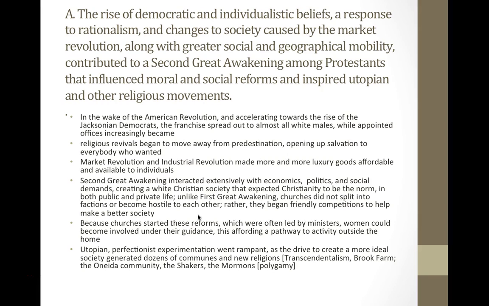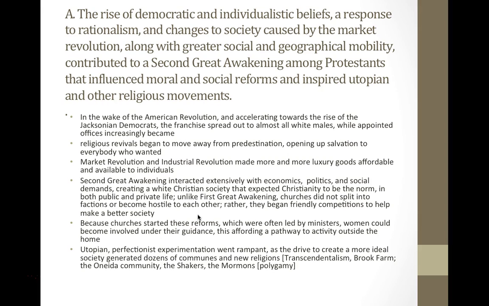Again, I have a little typo there. I'm sorry. All right, religious revivals are going to move away from predestination, because predestination, remember, says that God has already chosen who is going to go to heaven. The religious revivals are going to open up salvation to everybody who wants it and who is willing to do the sacrifices necessary in that individual religion in order to be saved.